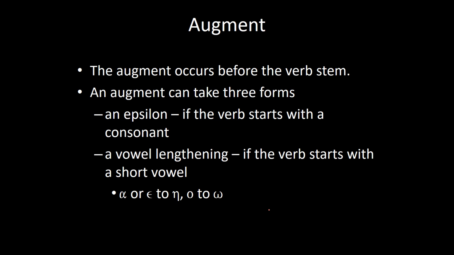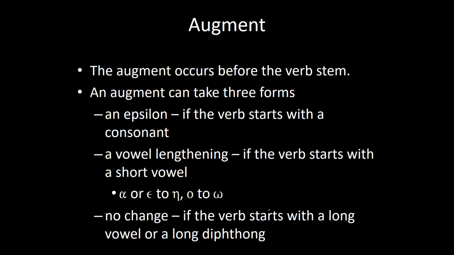So far we've got two things. We've got epsilon, we've got lengthening, and then the third one is called no change. Why does this happen? If the verb already starts with a long vowel, or if it starts with a long diphthong, then there's no change. Three forms for an augment: epsilon, lengthening, no change. If the verb starts with a consonant, we're going to do epsilon. If the verb starts with a short vowel, we're going to do lengthening. Long vowel, long diphthong, no change. Epsilon, lengthening, no change.